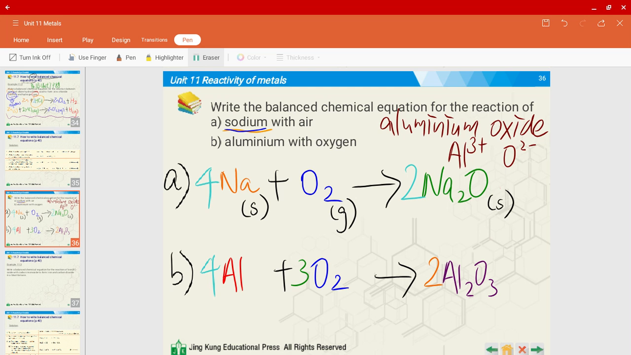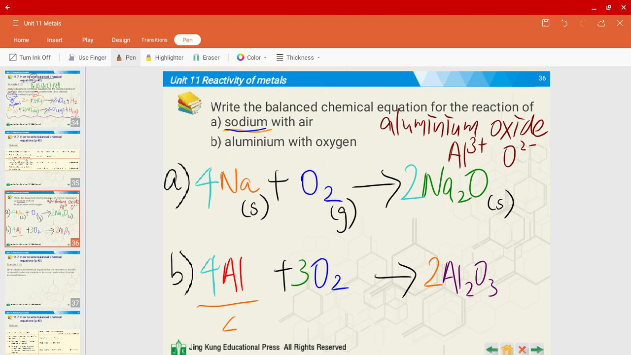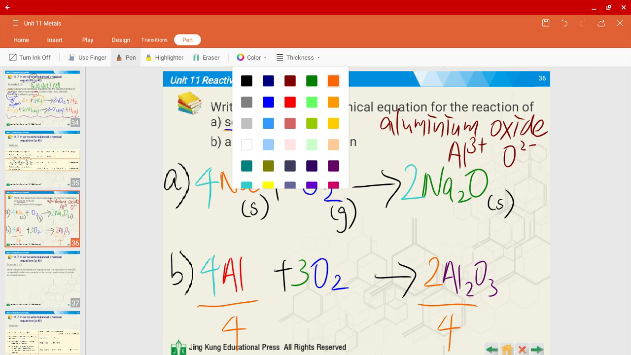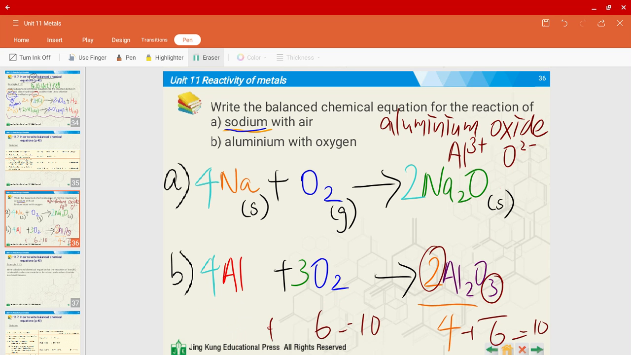So now you can go ahead and try it by yourself. Let's see whether they are balanced. On this side, how many Als do I have? I have 4. On this side, how many aluminiums? 4. Now let's do the oxygens. Over here, 3 times 2, I have 6. Over here, 2 times 3, I have also 6. So on the left side, I have 10 atoms in total, and on the right-hand side, I also have 10 atoms in total. So please make sure you also count the atoms once you have done balancing them out.